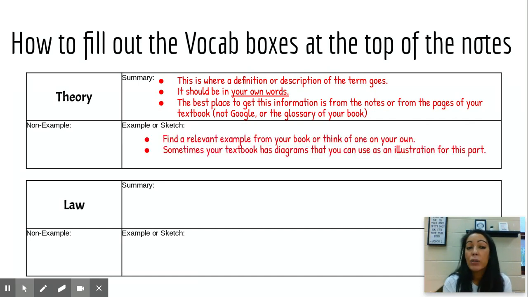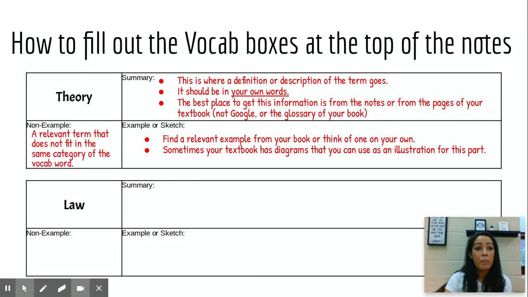The next thing I ask for is an example or a sketch. This should be something that's relevant, that you can either take from the book or think of on your own, but it should be relevant to that term. Sometimes your textbook might have a diagram or some kind of graphic organizer that you can use as an illustration. For this part, maybe take a screenshot of it if it's something small. So that might be helpful as well.